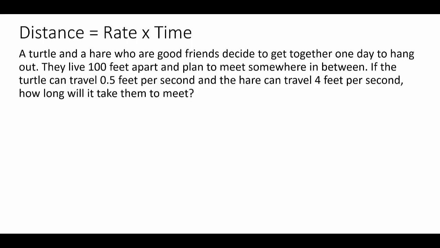The hare is faster and can travel 4 feet per second, which means that they won't meet directly in the middle. They'll probably meet closer to where the turtle is, but we want to figure out how long it's going to take them to meet. So in order for us to do that, we need to think about the rate of the turtle, which is 0.5 times the amount of time it will take. And we want to think about the rate of the hare, which is 4, and the amount of time it will take. Both of those two expressions tell us the distance that the turtle and the hare travel respectively.